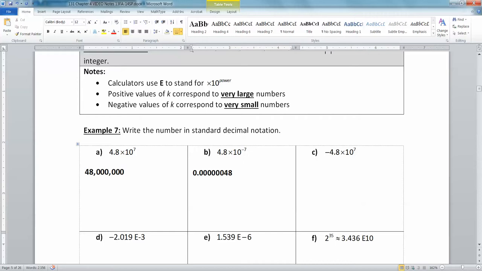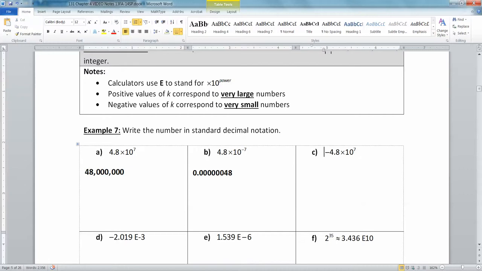Oops, wrong one. That's okay. Now you see it. So I move it 7 spots over to the left, right? Okay, and then what about this one, which I think is the one we just saw. There's a negative in front there, but you're still going to move it to the right because you're still trying to make a very large number. So this would be the same one that we did originally.